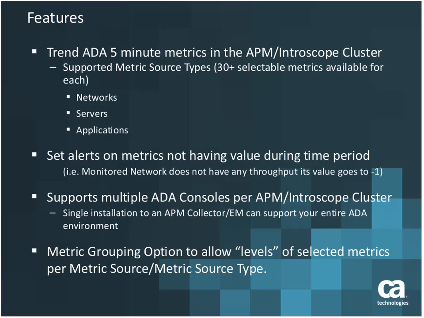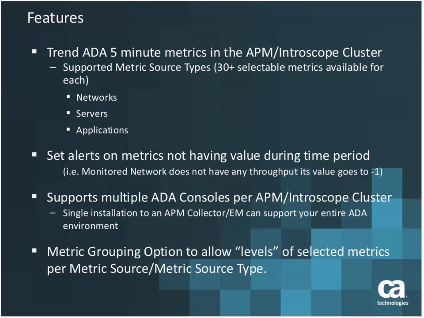So some of the features: it takes the ADA trended 5-minute metrics and essentially pulls them down into APM, if any of the ADA metric measurements are available for networks, servers, or applications. You can set alerts on the metrics because it's now in APM. If a metric doesn't have a specific value, it will also mark it as -1.